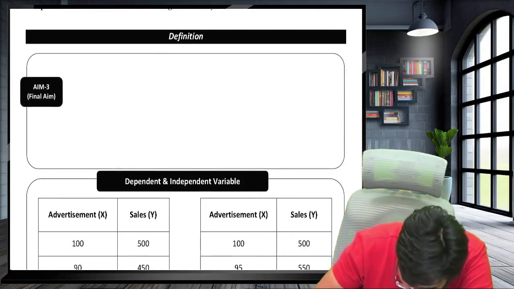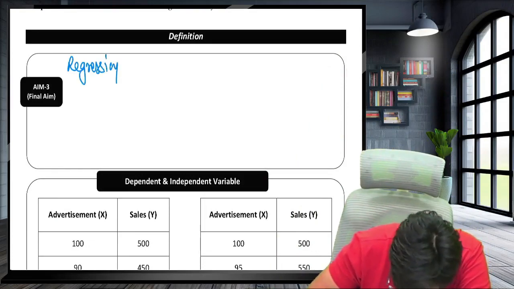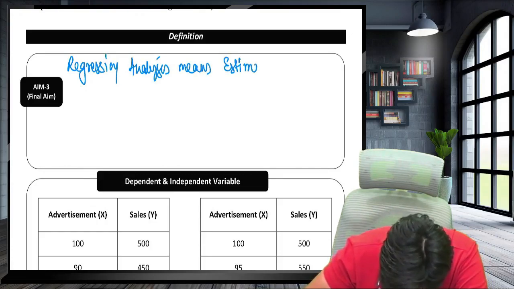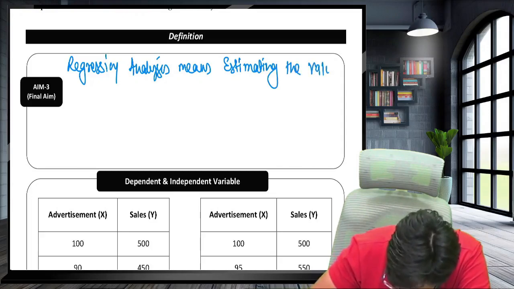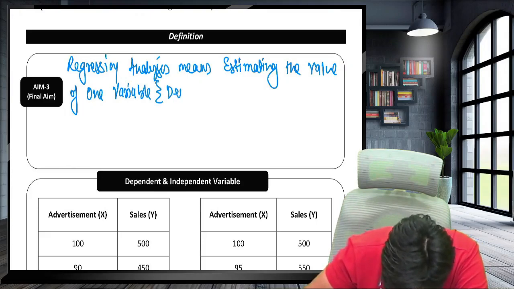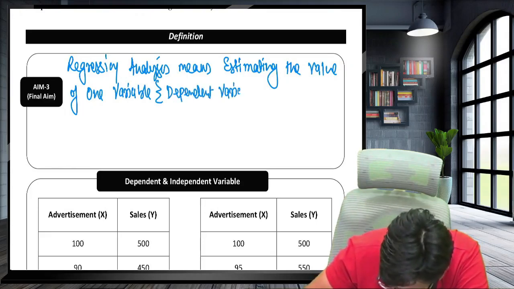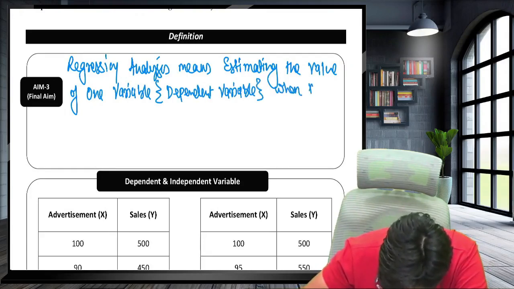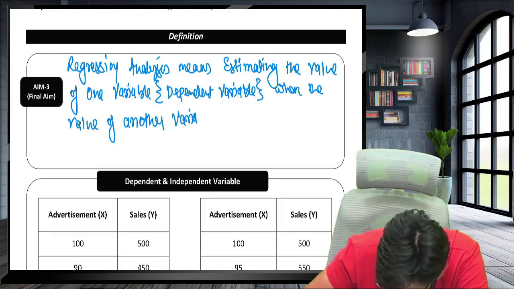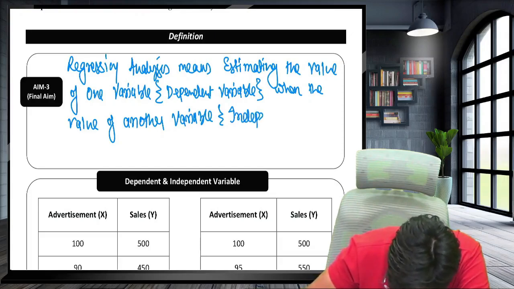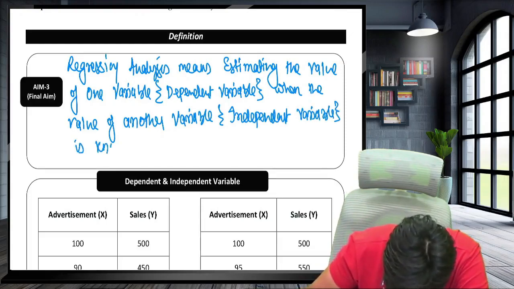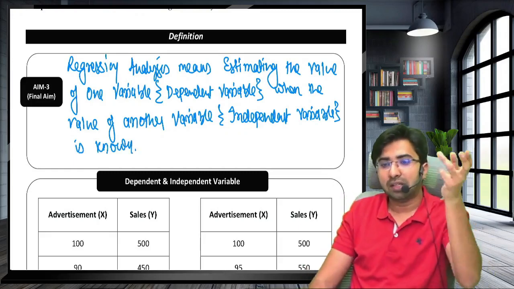Guys, write down with me. Regression analysis means estimating the value of one variable, dependent variable, when the value of another variable, that is independent variable, is known.